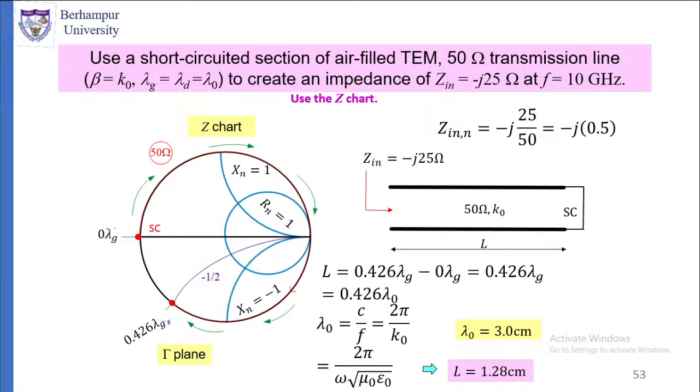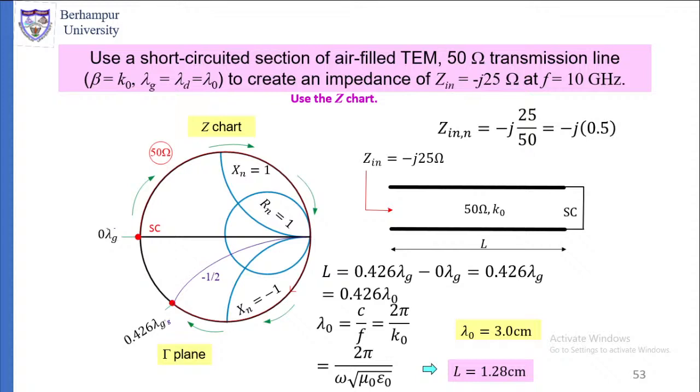TEM 50 ohm transmission line. This means that we are using a transmission line whose characteristic impedance is 50 ohm. Okay. Find out what is our beta. Beta is equal to K0, that you know, which is equal to 2 pi by lambda.